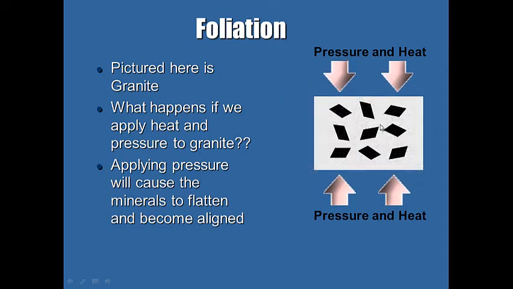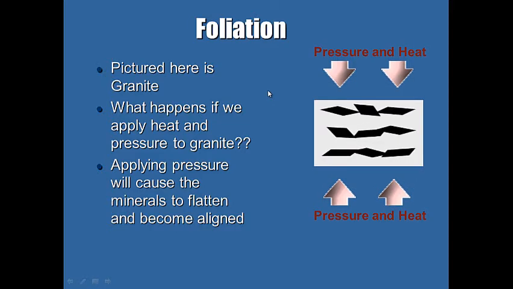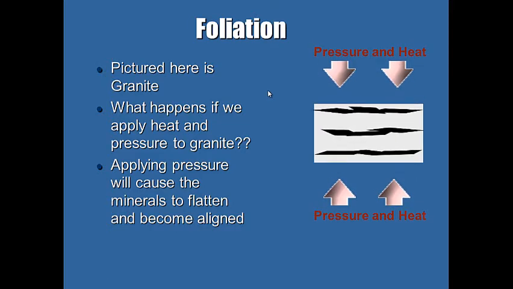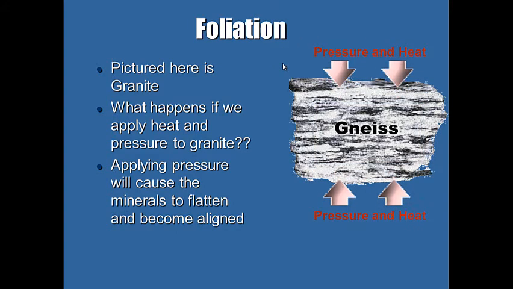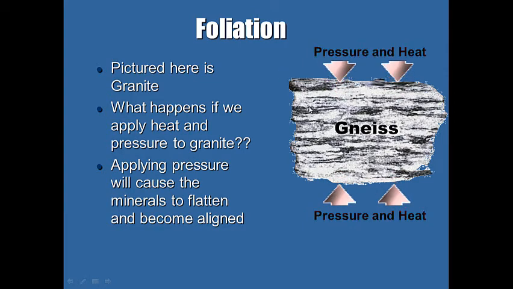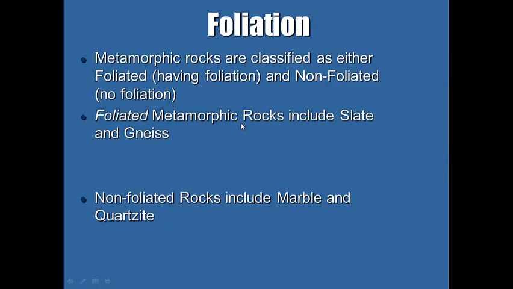So if this is granite, it's kind of like dominoes, right? If we apply heat and pressure, the minerals become flattened and smushed and stretched out and aligned. And we get a new rock called gneiss. Okay, very nice. So it was once granite. It's now a new rock, a metamorphic rock called gneiss, where the minerals have become smushed, flattened, and aligned. We call that foliation. Some metamorphic rocks, like gneiss here, have foliation.